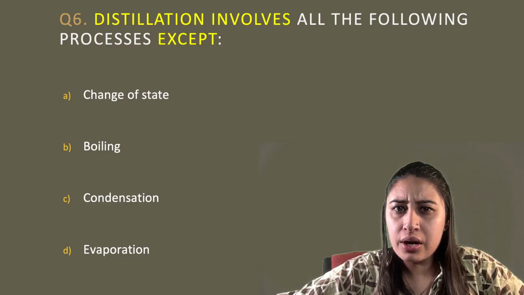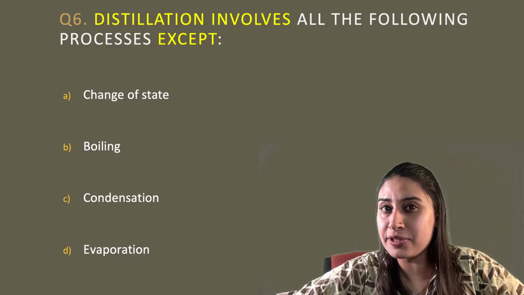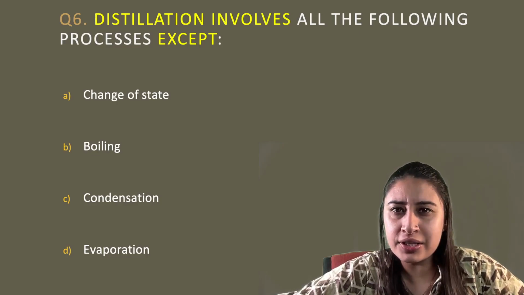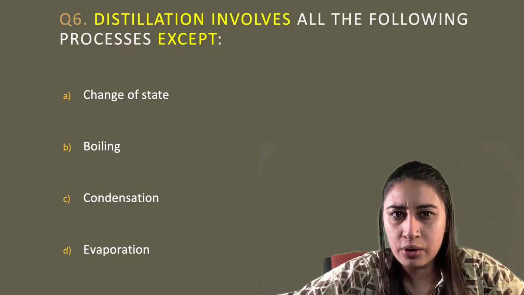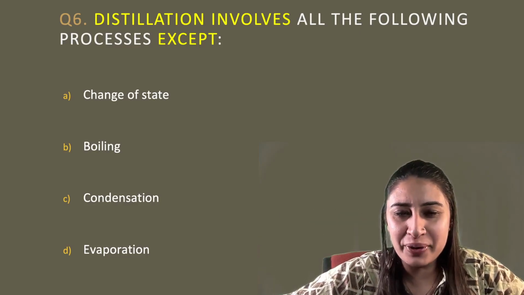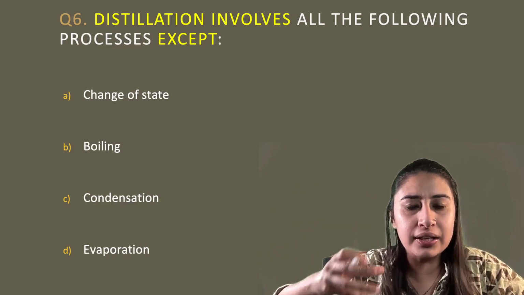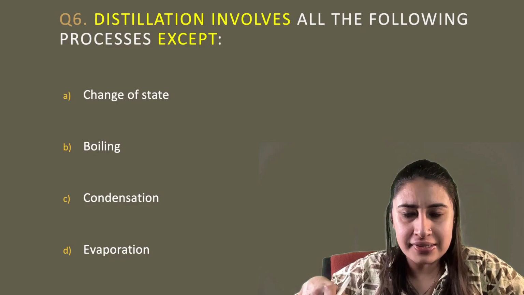Distillation involves all the following processes except change of state. So of course there's a change of state. Liquid is going to gaseous. So A is right. Boiling means there is a change of state happening, liquid to gas. Condensation, of course, we're making use of the condenser and hence we're getting the liquid in the conical flask, right?